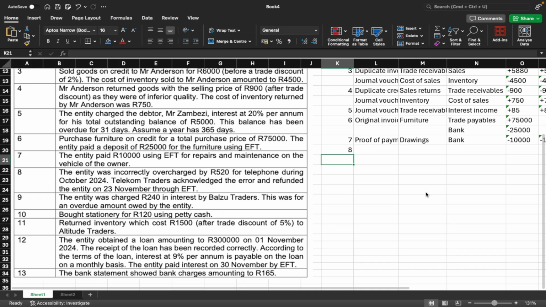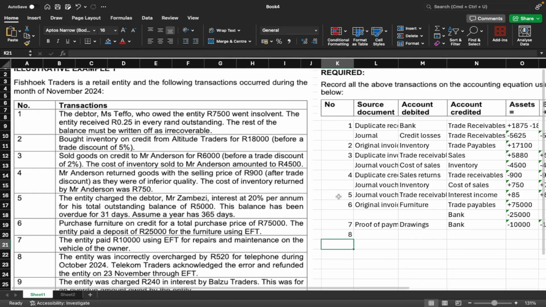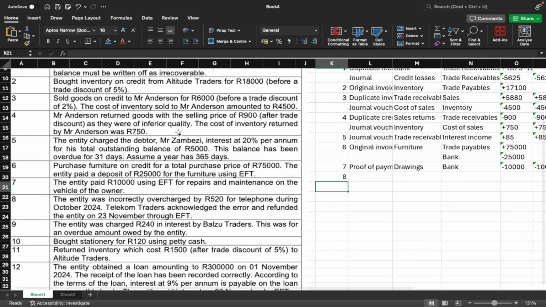Number 8, the entity was incorrectly overcharged by 520 rand for telephone during October 2024. Telephone traders acknowledged the error and refunded the entity on the 23rd of November. So we're incorrectly charged for the telephone account here, and I just want to see the date. We are preparing this for November 2024. So we can see if we're incorrectly charged for the telephone account for 520 rand, we need to reverse that incorrect charge.